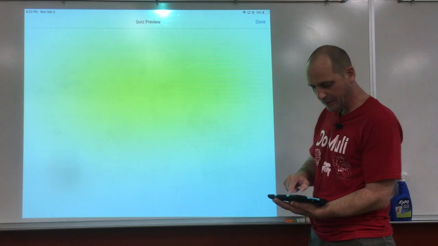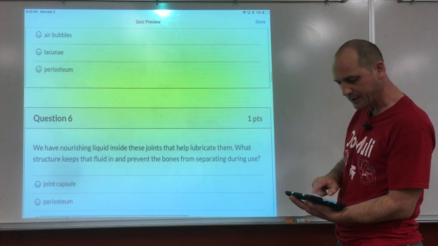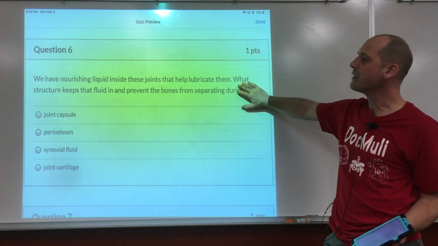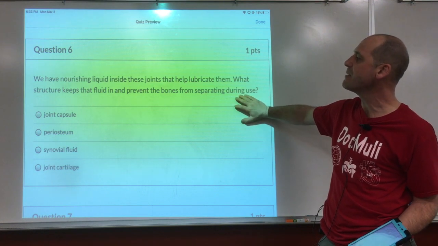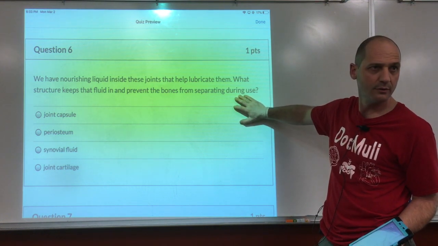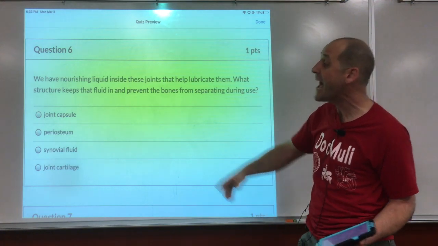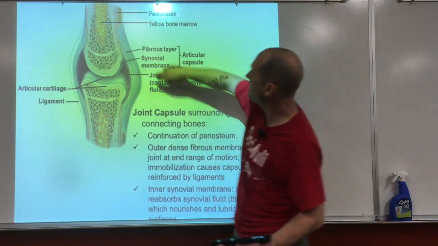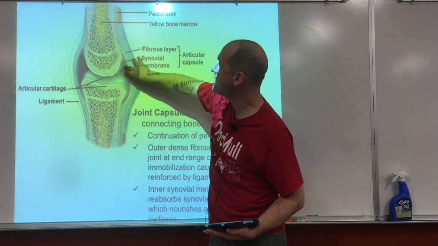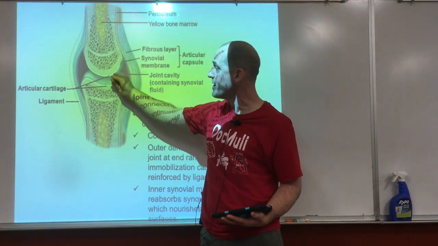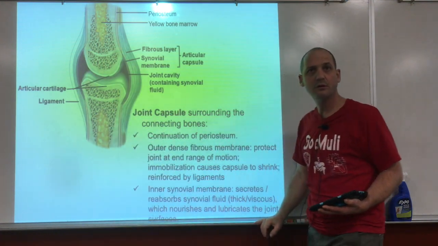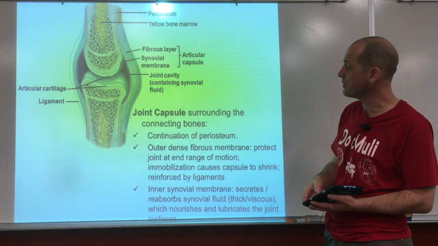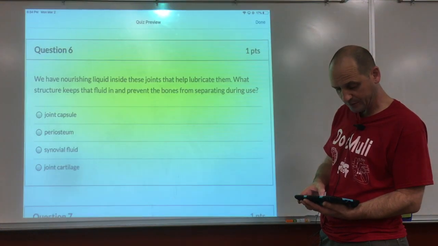Cartilage, important stuff. So the next thing is probably, where's the next thing? There we go, nourishing. We have nourishing liquid inside the joints that helps lubricate them. What structure keeps that fluid in and prevents the bone from separating during use? That's the joint capsule. And actually, the joint capsule is around the joint here. And a Baker's cyst is when part of that fluid pouch squeezes through the joint capsule. So that's a Baker's cyst. So they don't just take that stuff out, because then you take out fluid. You don't necessarily want to do that. All right, the joint capsule.